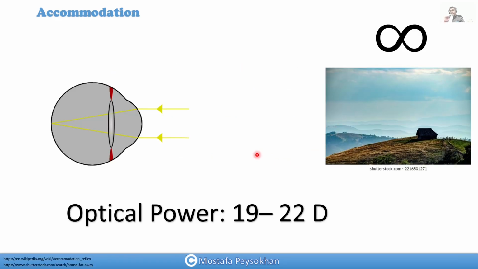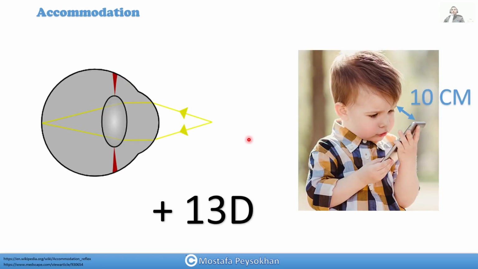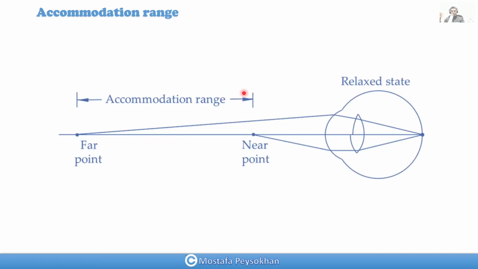As I mentioned before, when we look at a far object, let's say at infinity, like this house very far from you, the optical power of the lens itself is 19 to 22, which is a very good range for a healthy eye. Now, when you look at an object pretty close to your face, like this kid, 10 centimeters from your face, the optical power of your lens increases by 13 diopters. So we should keep this number in mind.